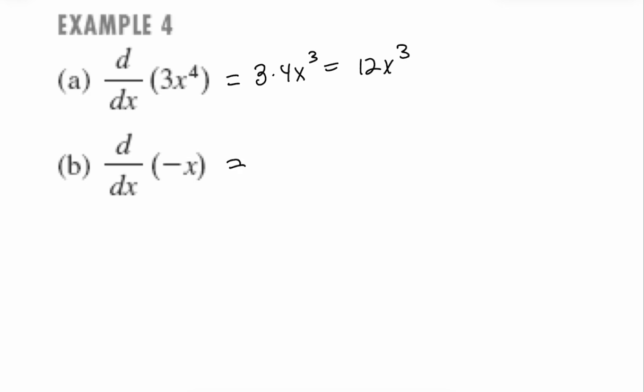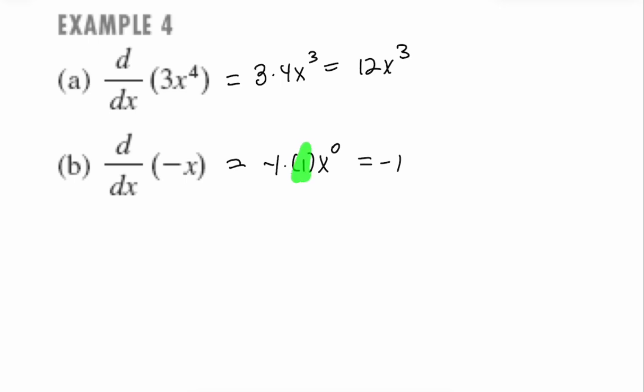The derivative of negative x is negative 1 times 1x to the 0. Now, I wrote all those. I want you to just get in the habit of saying the derivative of a linear function is its slope. So the answer is negative 1.